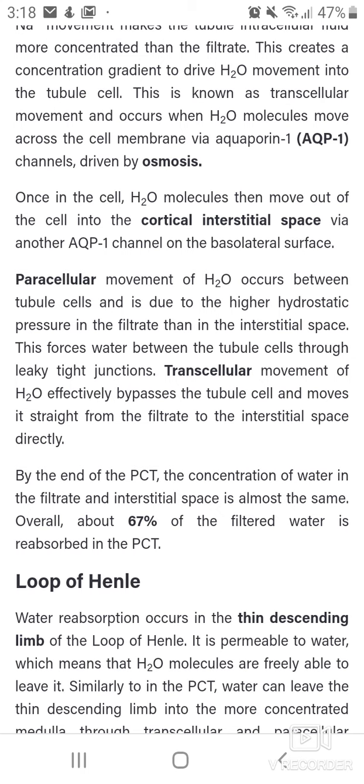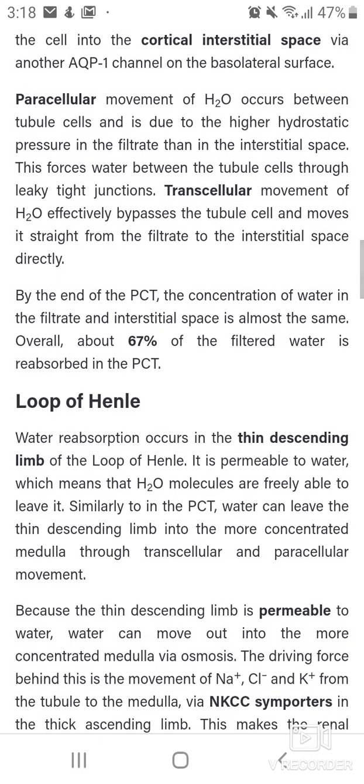By the end of the PCT, the concentration of water in the filtrate and interstitial space is almost the same. Overall, about 67% of the water filtered is reabsorbed in the PCT. Next, you can see the loop of Henle. Water reabsorption occurs in the thin descending limb of the loop of Henle, which is permeable to water, which means that water molecules are freely able to leave it.